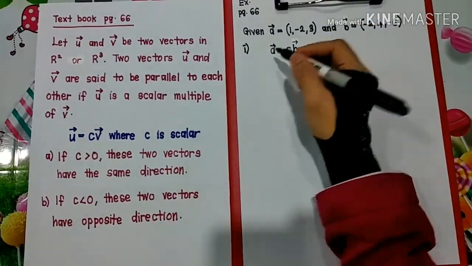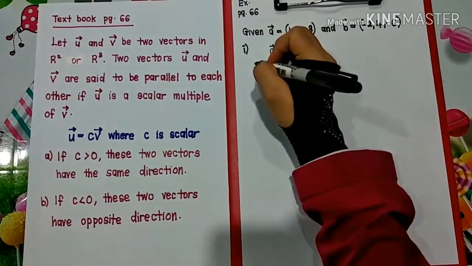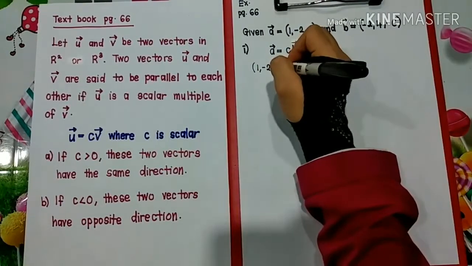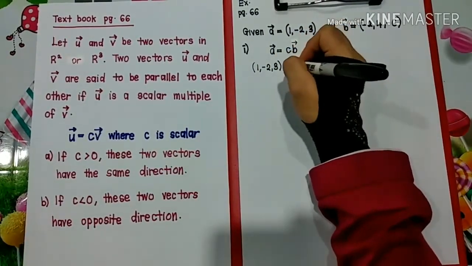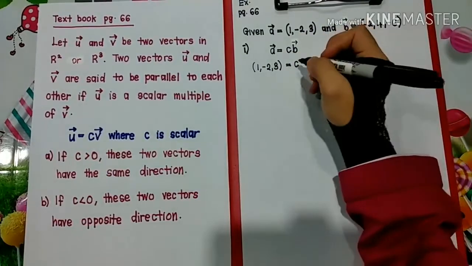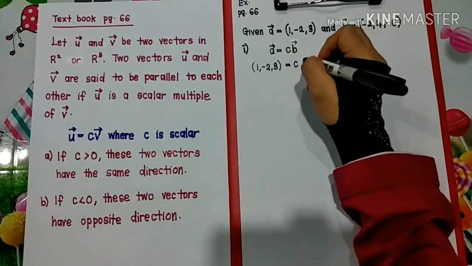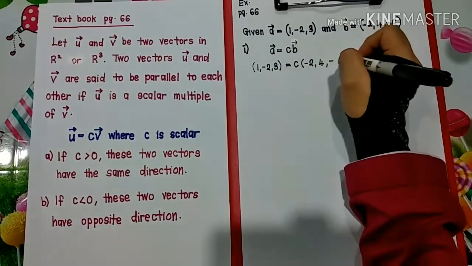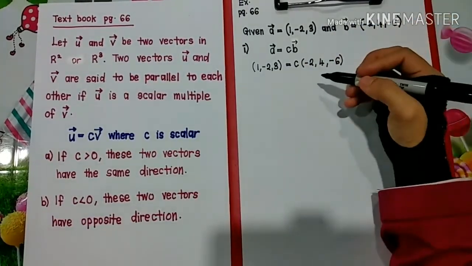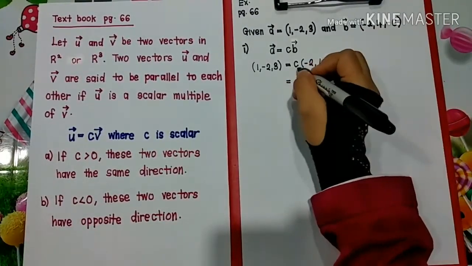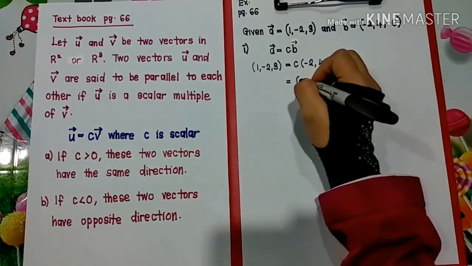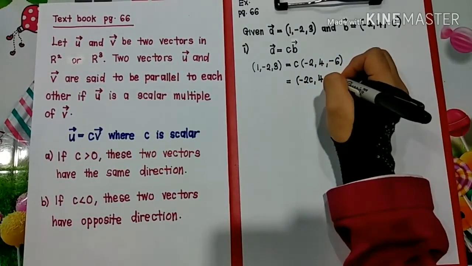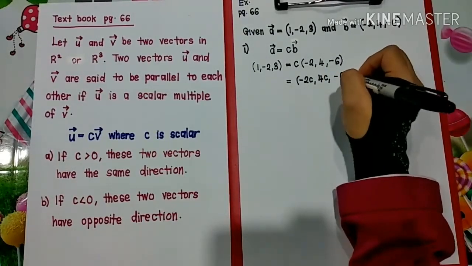So we substitute. Vector a is (1, -2, 3), equal to c times, and then you substitute vector b, (-2, 4, -6). So we do the formulation here. You multiply c in each entry, so you have -2c, 4c, and -6c.